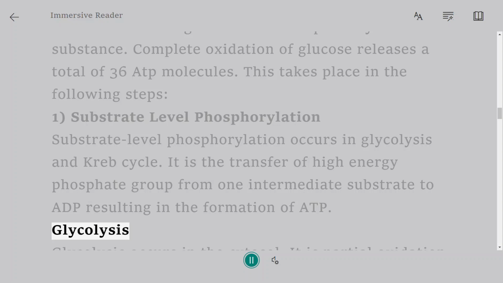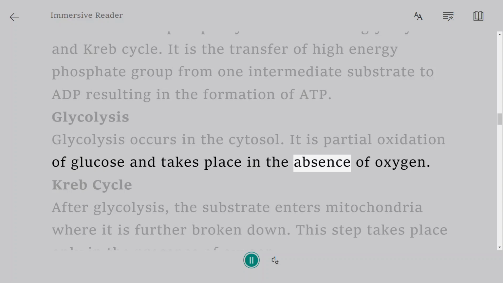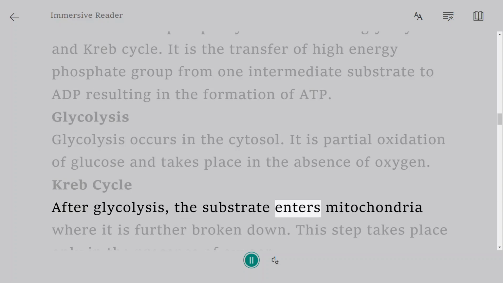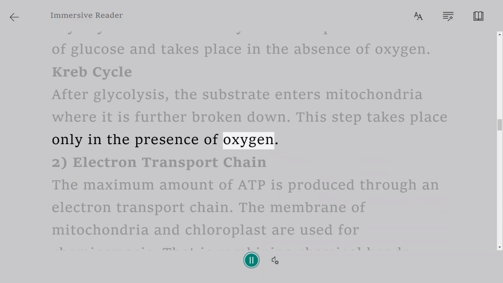Glycolysis. Glycolysis occurs in the cytosol. It is partial oxidation of glucose and takes place in the absence of oxygen. Krebs cycle. After glycolysis, the substrate enters mitochondria where it is further broken down. This step takes place only in the presence of oxygen.